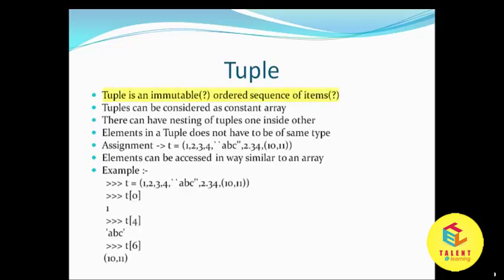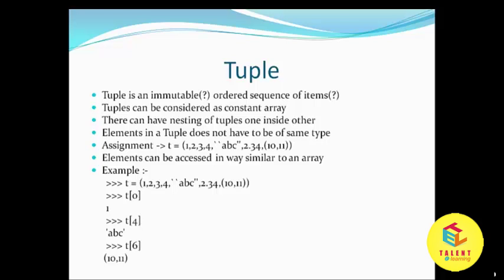Now we see the tuple. Tuple is an immutable ordered sequence of items. Tuples can be considered as a constant array. There can be nesting of tuples, one inside the other. Elements in a tuple do not have to be of the same type. Assignment: T is equal to (1, 2, 3, 4, 'ABC', 2.34, (10, 11)).